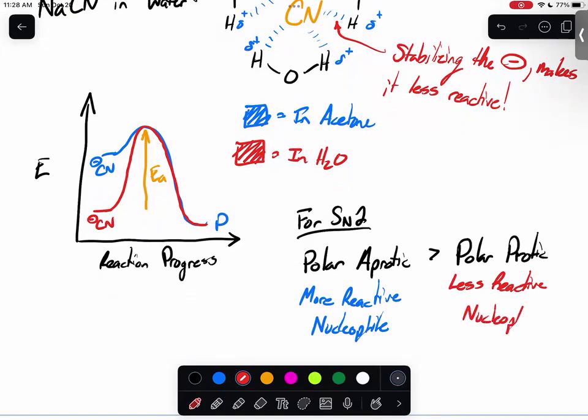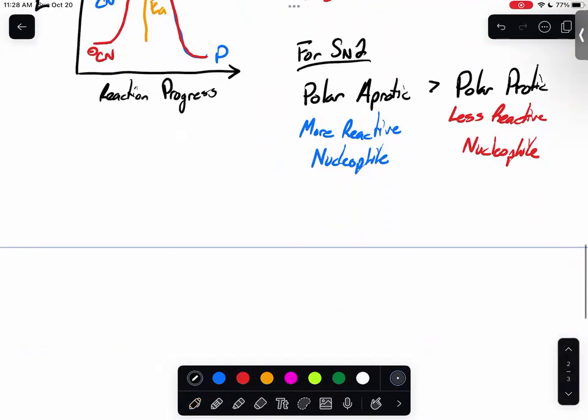Now, this would be great and all if it wasn't for some exceptions, right? And the big exception here is size. Just like we talked about last time with size, it acts as an exception in terms of nucleophilicity. But that's not always true. I was just using that as a good example because it depends on the solvent, right? Because you can think about it.